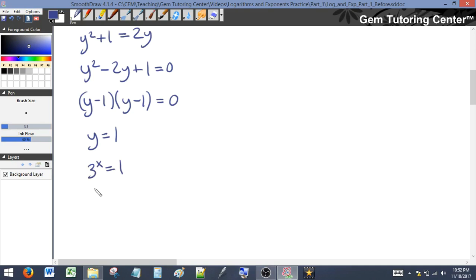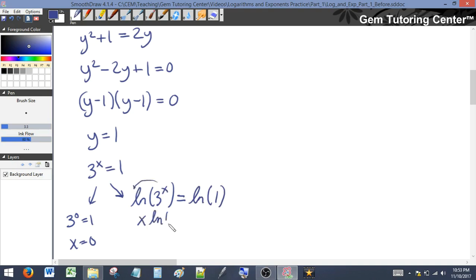Now there's two ways we can go about doing this. We can say, well, 3 to the 0 is equal to 1, so x must be equal to 0. That's true. There is a little bit longer way to do it using logarithms, where you take the logarithm of 3 to the x. I'm using ln here, but you could use log too, as long as you do the same thing on both sides. So ln 3 to the x equals ln of 1. This x comes down. It becomes x ln of 3, and ln of 1 is 0, just like log of 1 is 0. So it must be true that x is equal to 0.